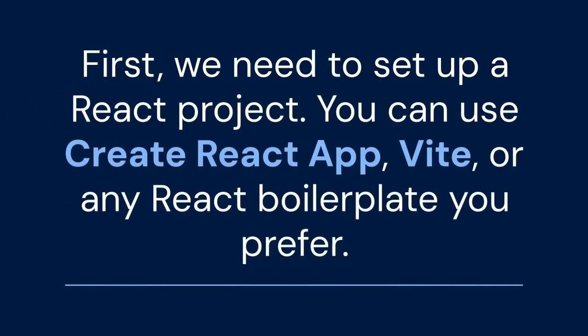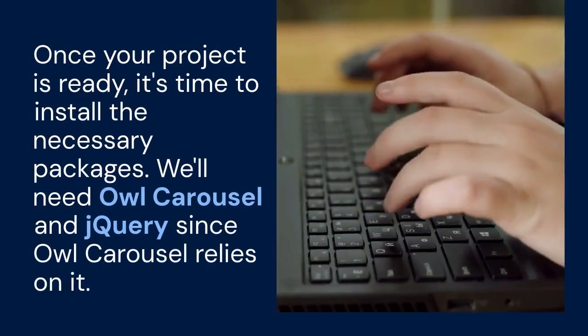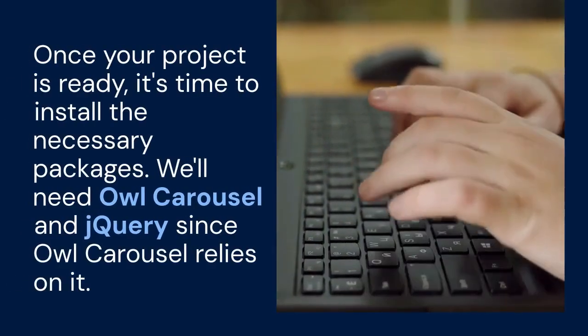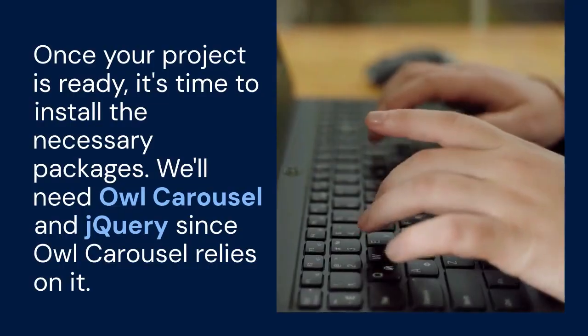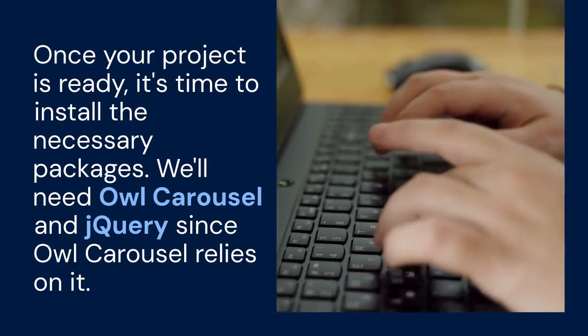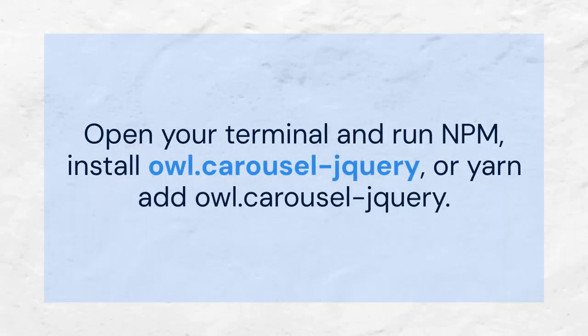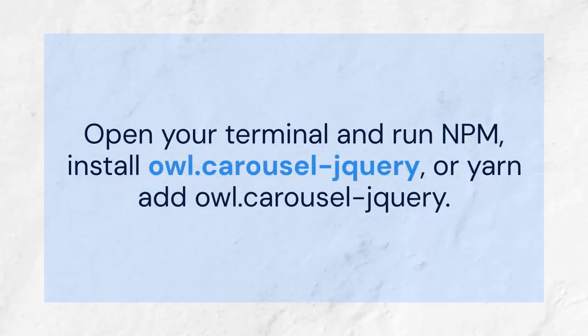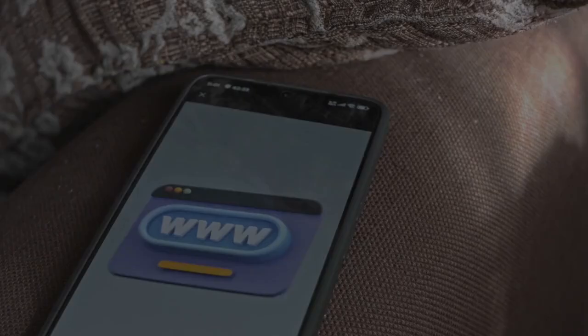First, we need to set up a React project. You can use Create React App, Vite, or any React boilerplate you prefer. Once your project is ready, it's time to install the necessary packages. We'll need Owl Carousel and jQuery since Owl Carousel relies on it. Open your terminal and run npm install owl.carousel jquery or yarn add owl.carousel jquery.